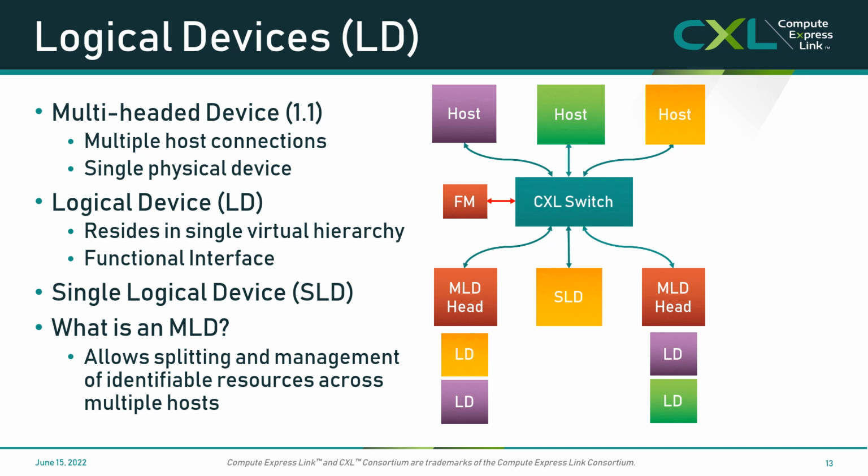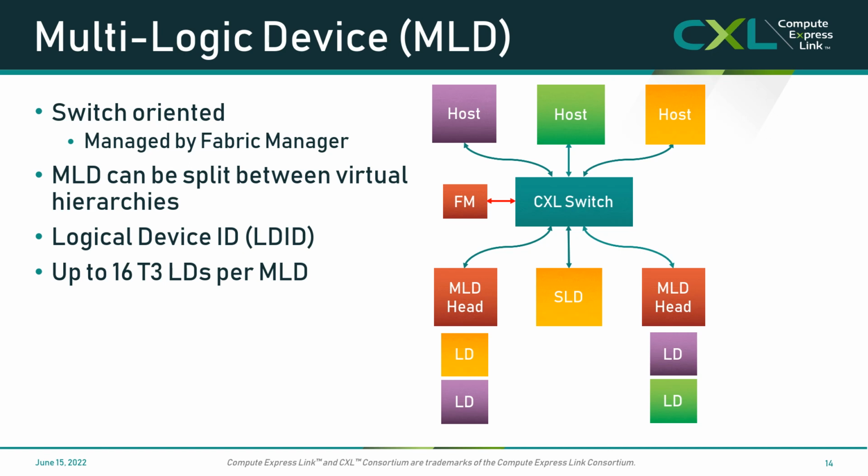And we have another type of device called a multi-logic device. A multi-logic device allows us to split our resources in the physical device, still be connected to the CXL switch using one physical connection, but suddenly be split up between multiple virtual hierarchies. The way this would work is that the multi-logic device is managed by the fabric manager, and the fabric manager can then talk to the multi-logic device and map out its logical devices in different virtual hierarchies. Now, every logical device belongs to one virtual hierarchy, as I mentioned earlier. But you can also separate the multi-logic device into different logical devices in the same hierarchy.